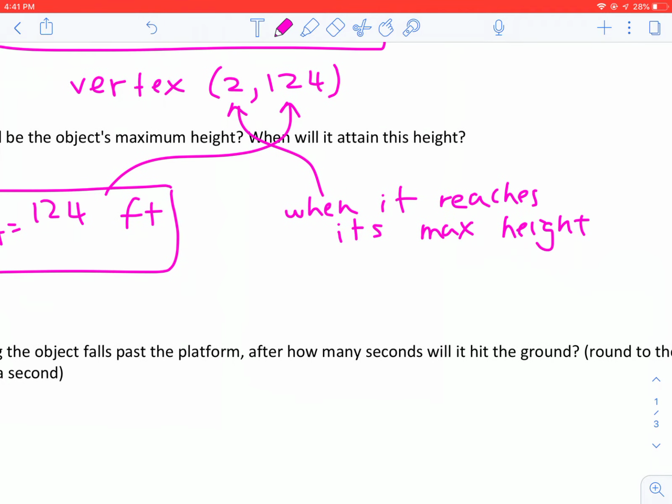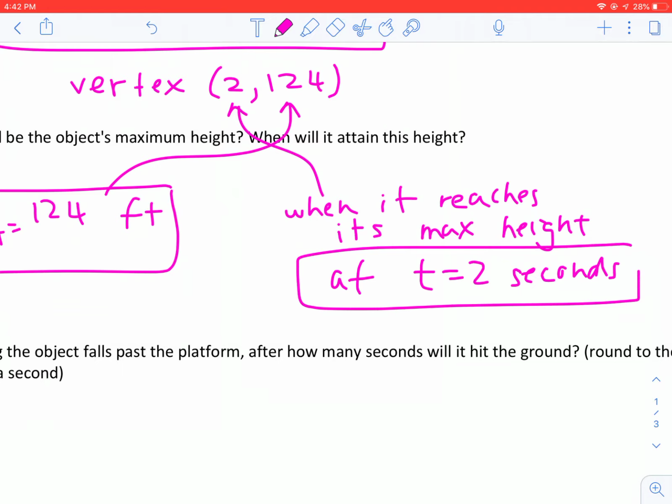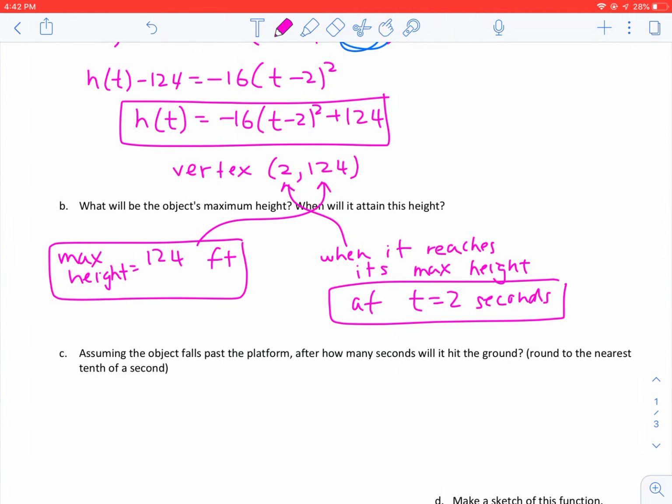So when will it attain this height? I can answer that with after 2 seconds, or at t equals 2 seconds. All right.